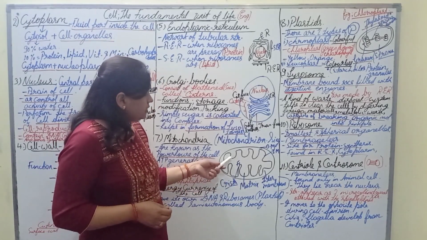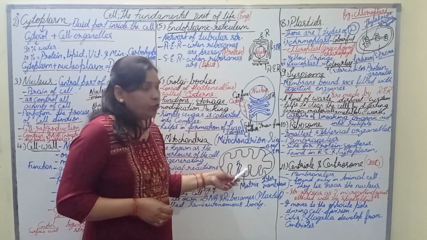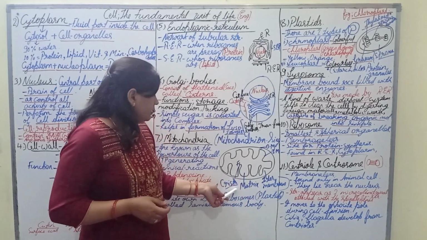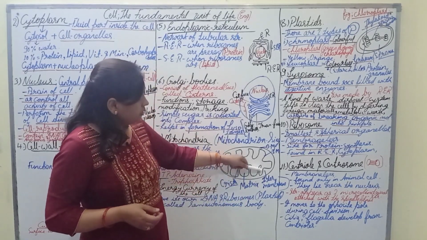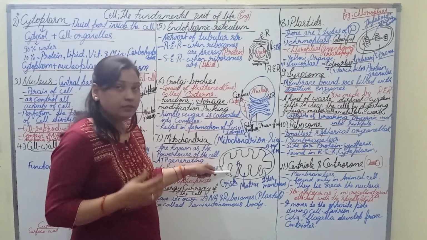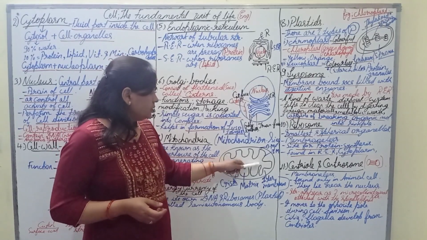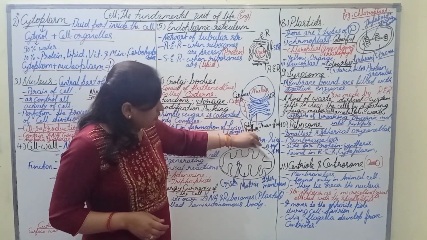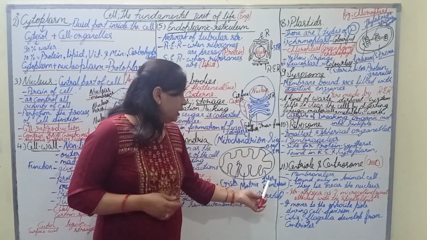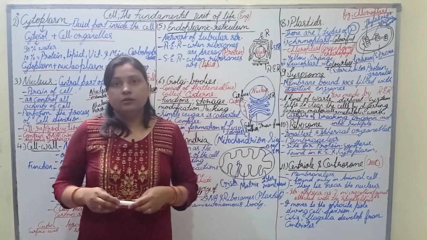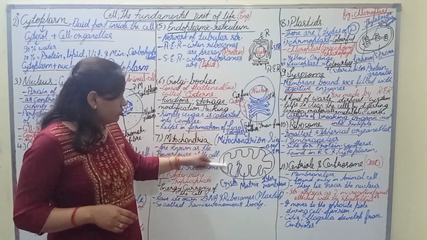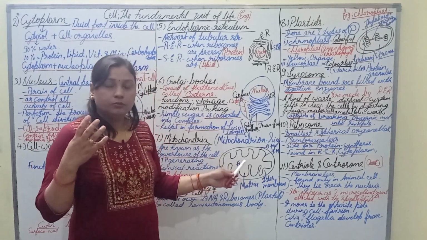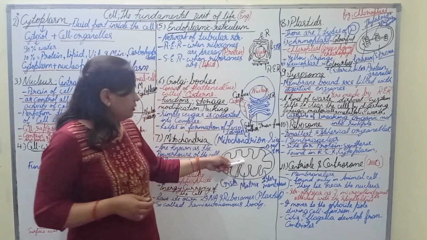Inside this, a fluid part is present. The fluid part present inside the mitochondria is called the matrix, and the finger-like projections that appear are called cristae. The part between the outer and inner membrane is called the intermembrane space. So this is the structure of the mitochondria, and the process of glycolysis takes place inside this matrix.